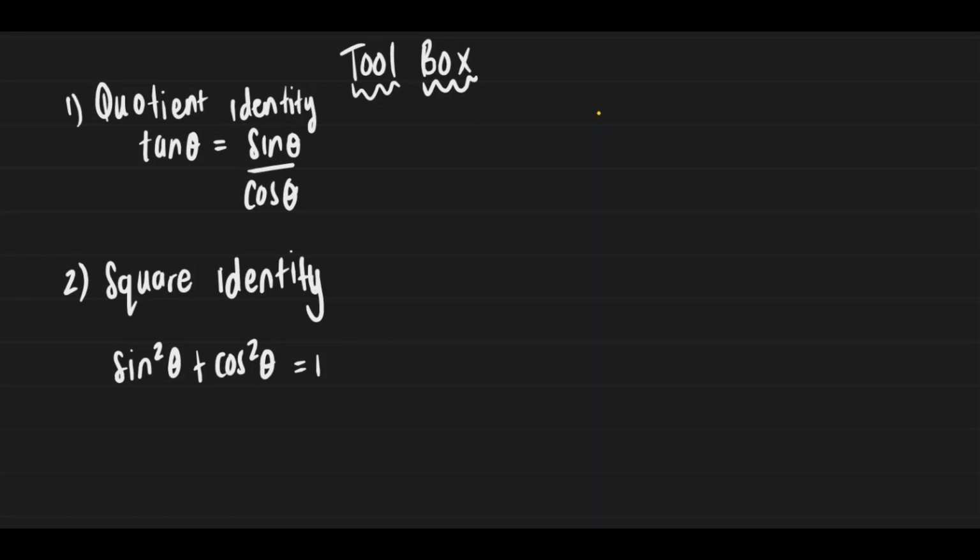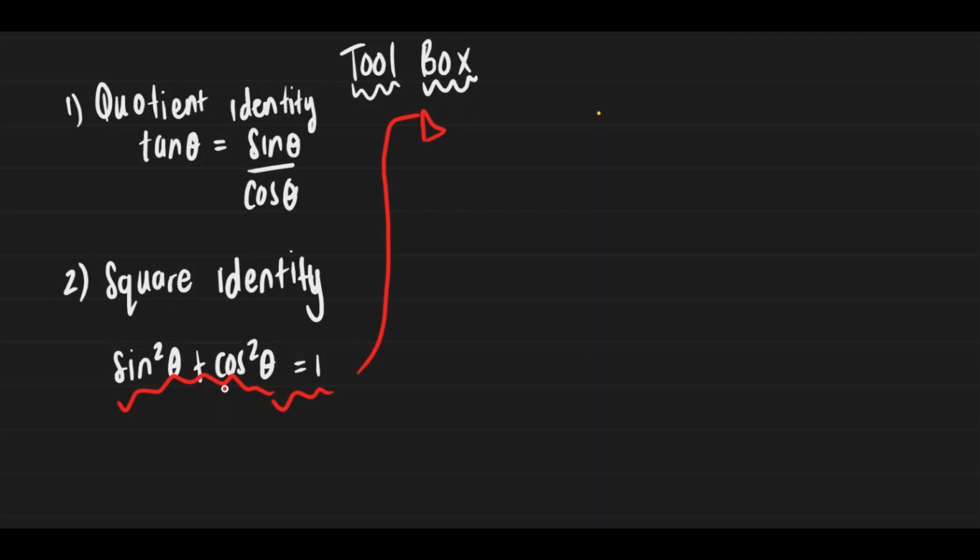solve the problem. So this is our toolbox. We have the quotient identity, which is known as tan theta equals sine theta over cos theta. Then we have the square identity, which is sine squared theta plus cos squared theta. Before we move on, I want to talk more about the square identity. We see that the square identity can be written in many ways.